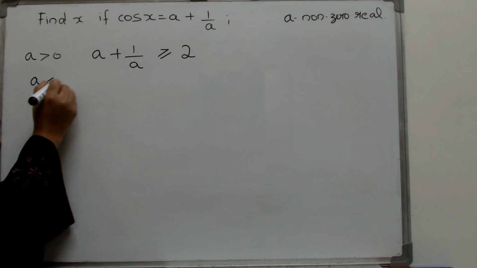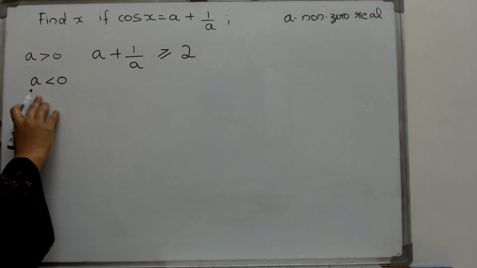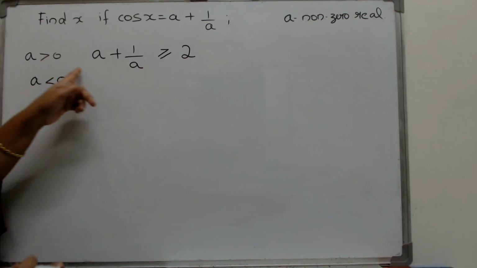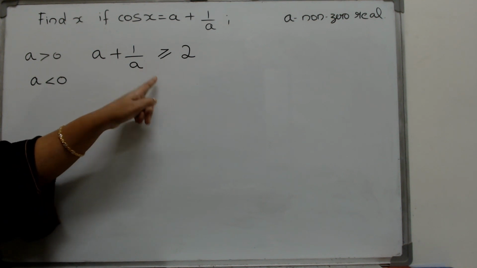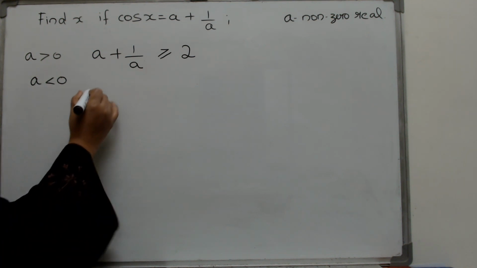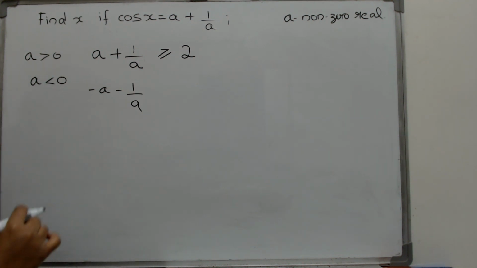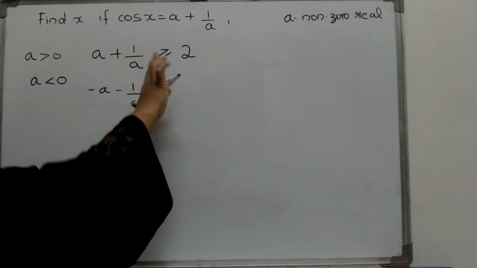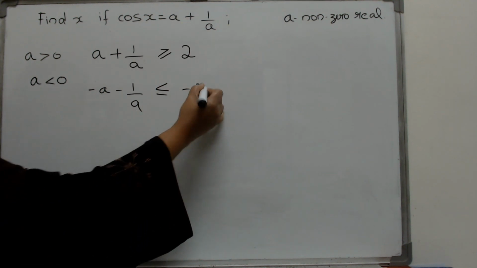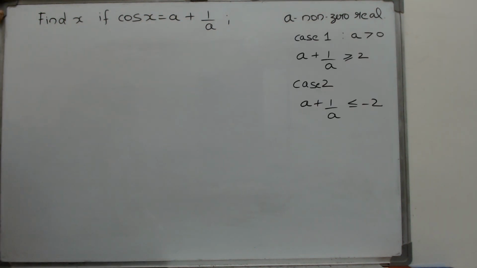What happens when your a is negative and it is less than 0? How do you get that? Just multiply throughout with minus 1. What happens when you multiply an inequality with a negative number? What happens? The inequality flips. There. Now let us come back to our question.